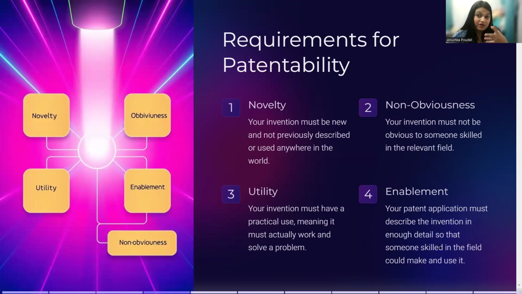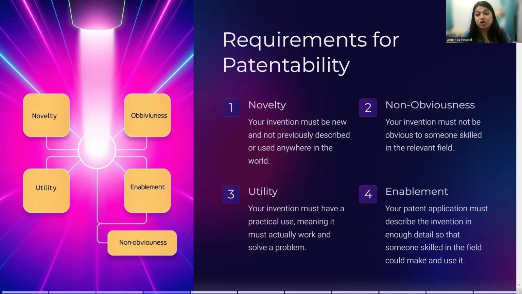Example, you have a recipe that's been throughout your family, all right, and you add something new to it. So now you are adding a novelty to the recipe. That is, you're adding your uniqueness, your new touch. So novelty is nothing but giving something new to the society. You're making something unique, one of a kind. Your invention must be new and not previously described or used anywhere in the world.